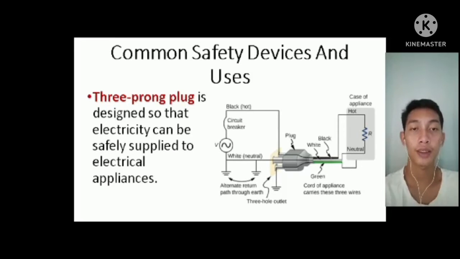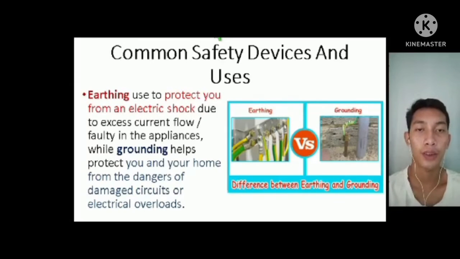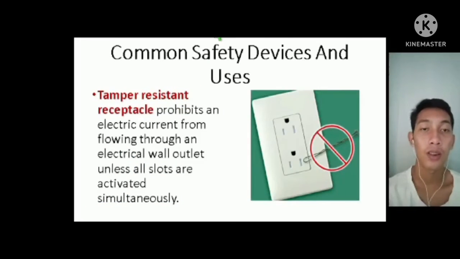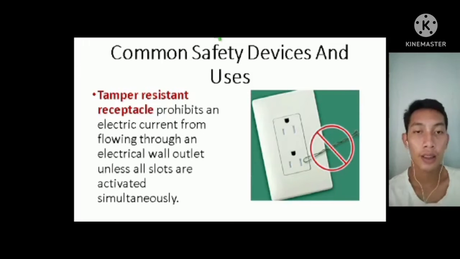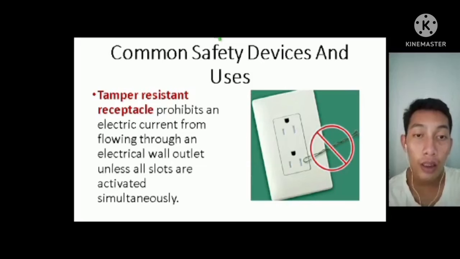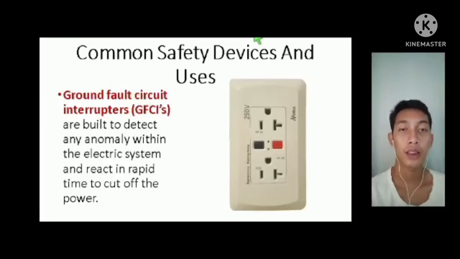A three-prong plug is designed so that electricity can be safely supplied to electrical appliances. Earthing is used to protect you from an electric shock due to excess current flow and faults in the appliances, while grounding helps protect you and your home from the dangers of damaged circuits or electrical overloads. A tamper-resistant receptacle prohibits an electric current from flowing through an electrical wall outlet unless all slots are activated simultaneously.